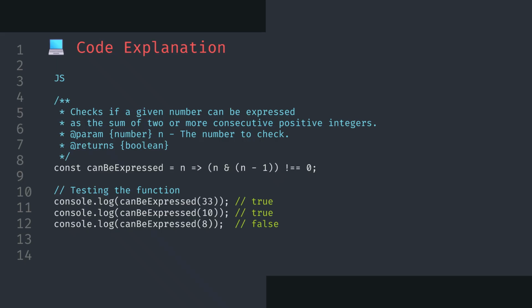We use the expression n & (n - 1) to check if a number is a power of 2. If the result is 0, it is a power of 2 and cannot be expressed as a sum of consecutive numbers. If the result is not 0, then it can be expressed this way. This works because powers of 2 have only one bit set in binary form.